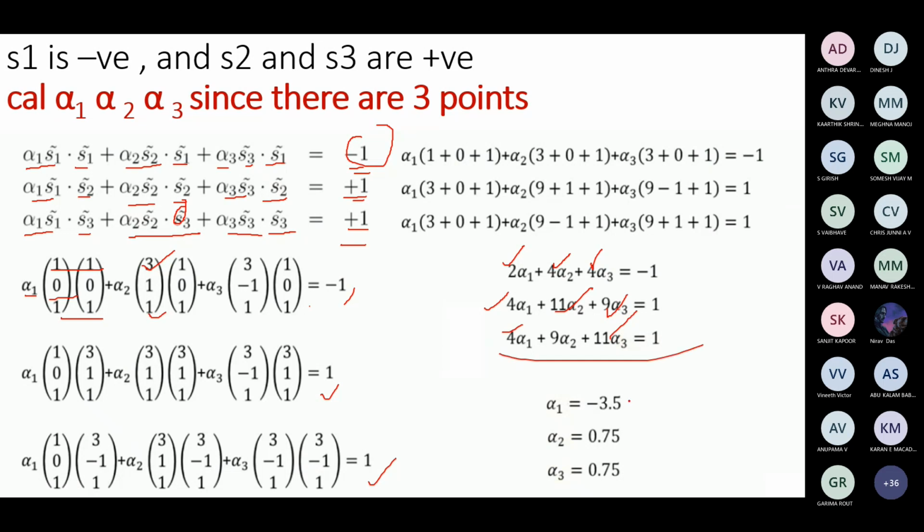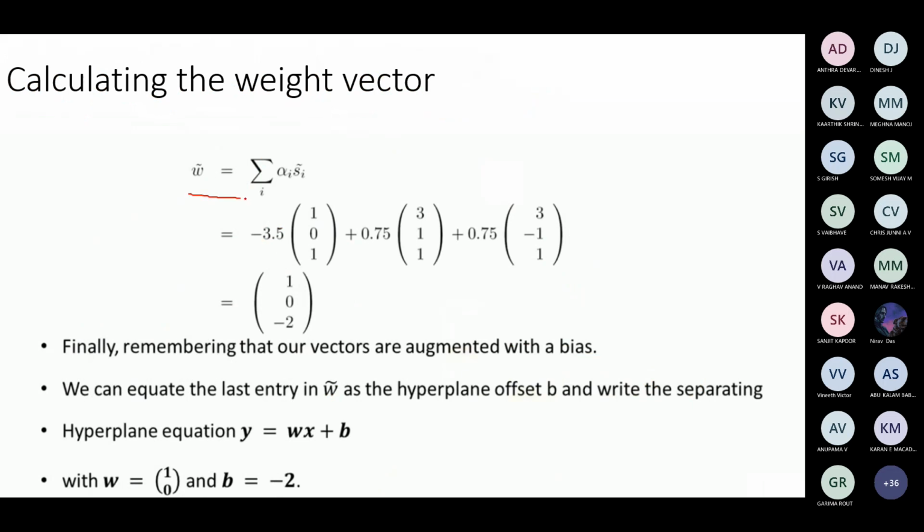Now when you solve it, you get alpha 1, alpha 2, alpha 3. Okay, students, alpha 1, alpha 2, alpha 3. Now, having computed alpha 1, alpha 2, and alpha 3, we are going to calculate the weight vectors. The weight vector is given by the formula, the sum of alpha i into S i tilde, where i represents the number of support vectors. In this case, how many support vectors? It is 3 support vectors. So alpha 1 S1 plus alpha 2 S2 plus alpha 3 S3.